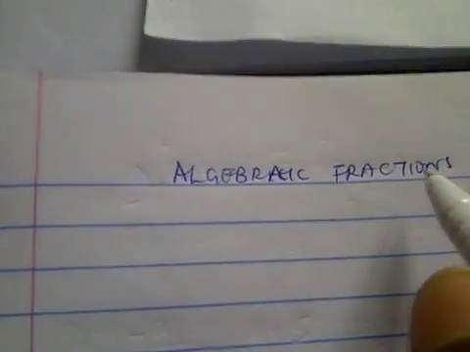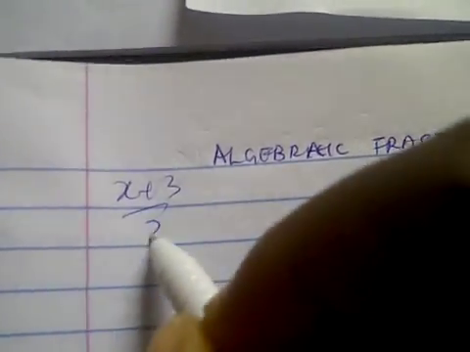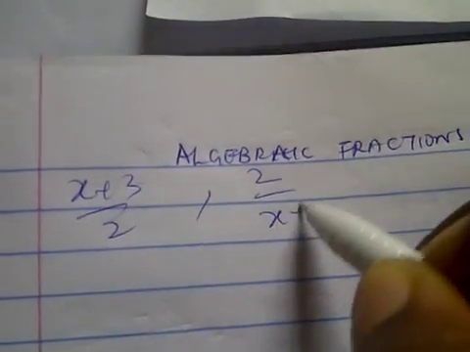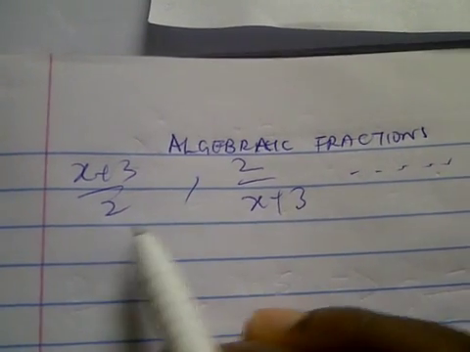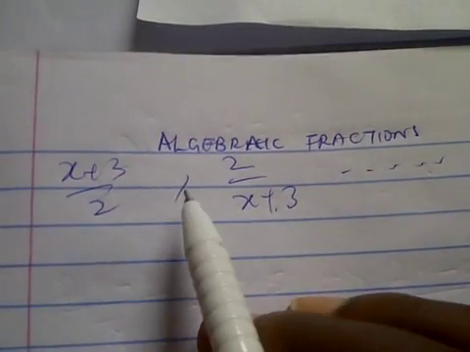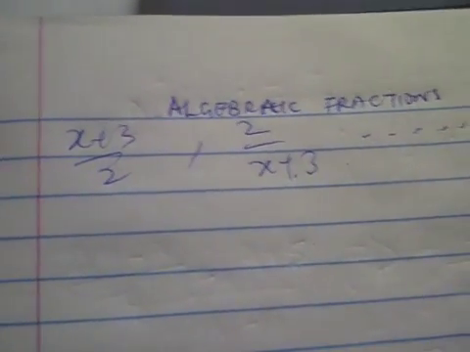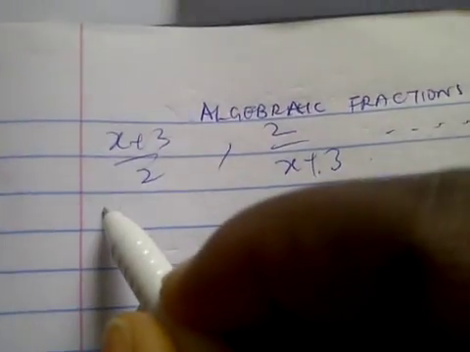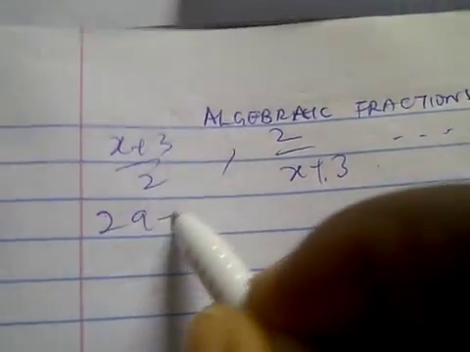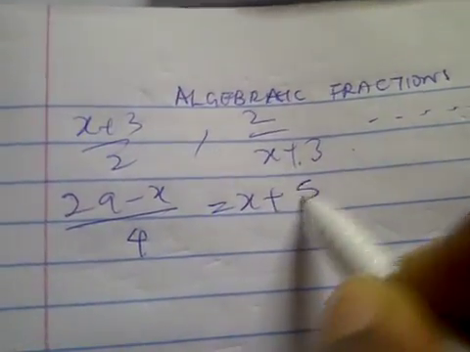Now what are algebraic fractions? These are algebraic terms in fraction form. For example, (x plus 3) over 2, 2 over (x plus 3), and things like that. Now, they are algebraic terms in fraction form, so we need to clear the fractions first before we solve out the algebra. For example, for the first question that we're given, we're told to solve (29 minus x) over 4 equals x plus 5.